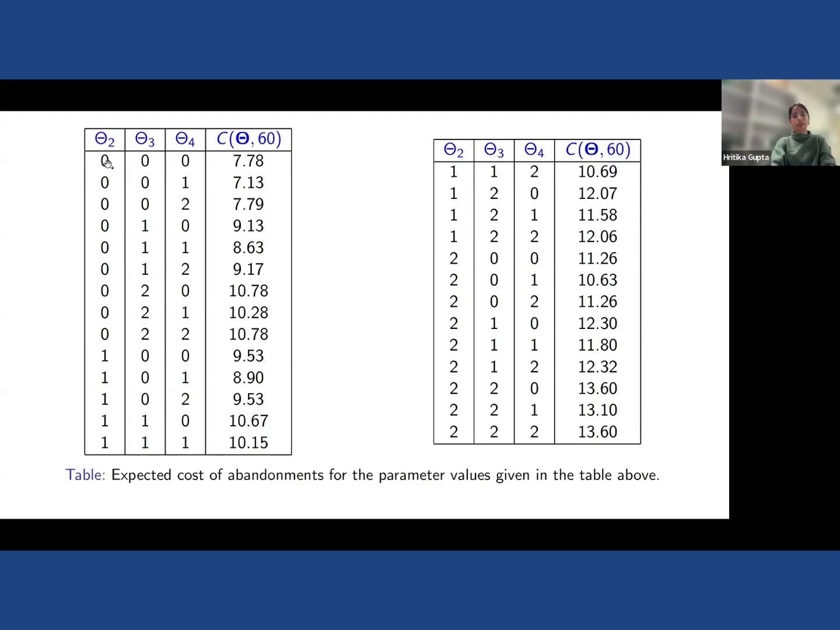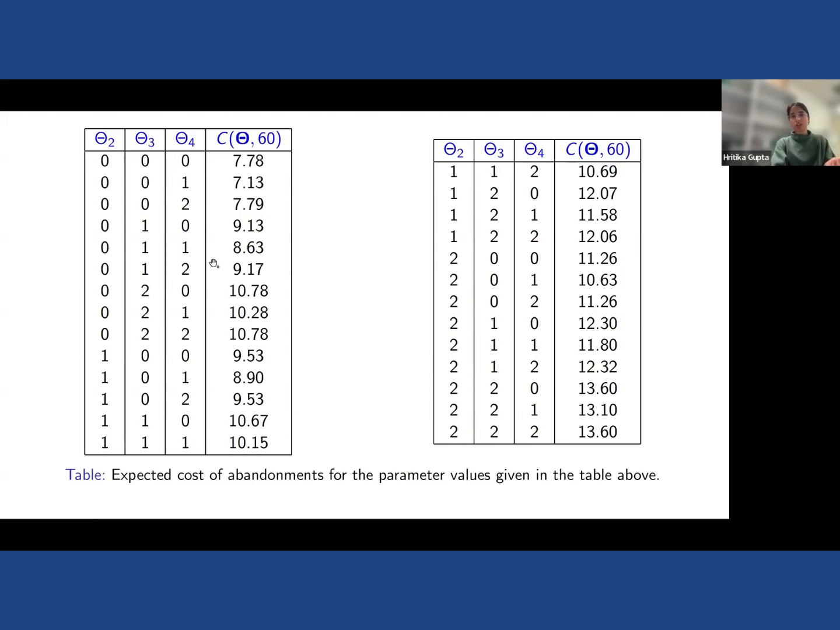So if you do not reserve any agents at any level, the cost of abandonments comes out to be 7.78. If you reserve 1 agent at level 4, the cost drops to 7.13. If you reserve 2 agents at level 4, the cost is 7.79. And similarly for all other reservation policies. If you reserve all the agents at all the levels, then the cost is 13.60. Now, using this table, we can find the optimal reservation policy, which is 001 in this case.